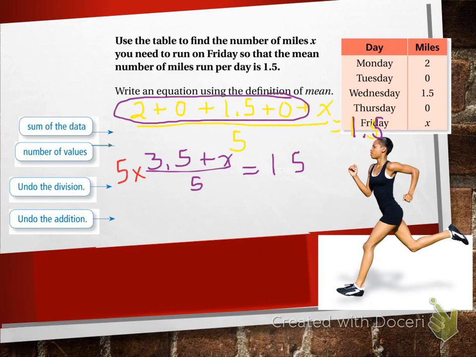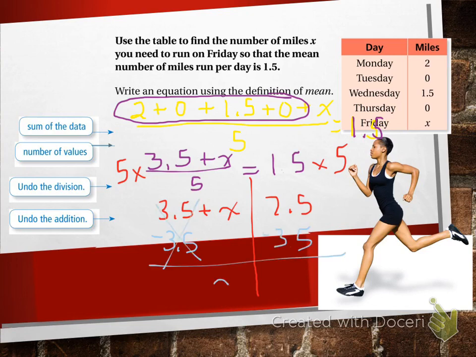So we're going to multiply both sides by 5, because remember, whatever you do to one, do to the other. And we're going to get 3.5 plus x is equal to 7.5. So now our next step is to get rid of what's added or subtracted, such as our 3.5. Cross those out, and we end up with x equal to 4. So you need to run 4 miles on Friday so that your average is 1.5 per day.